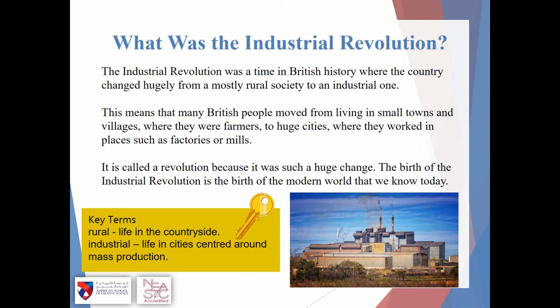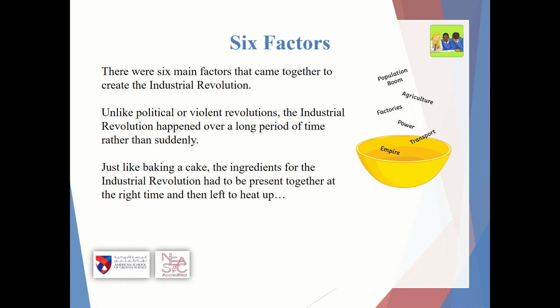The birth of the Industrial Revolution is the birth of the modern world that we know today. A rural life is a life in the countryside, and industrial is a life in cities centered around mass production. The 6 factors. There were 6 main factors that came together to create the Industrial Revolution. Unlike political or violent revolutions, the Industrial Revolution happened over a long period of time rather than suddenly. Just like baking a cake, the ingredients for the Industrial Revolution had to be present together at the right time and then left to heat up.